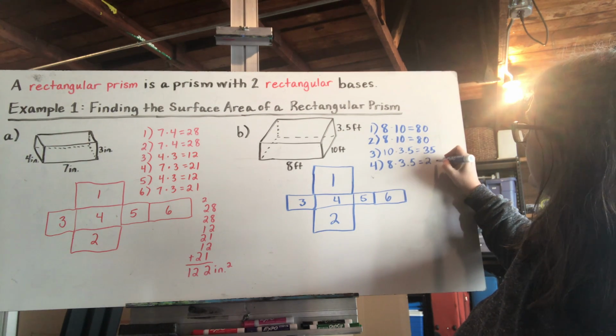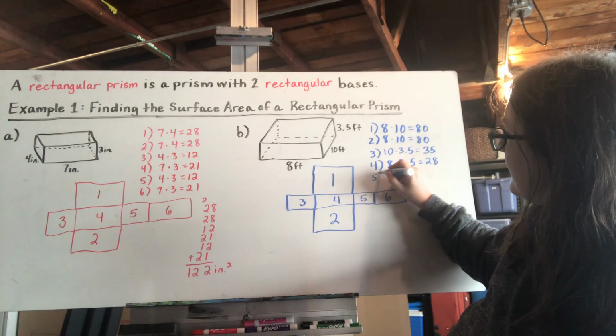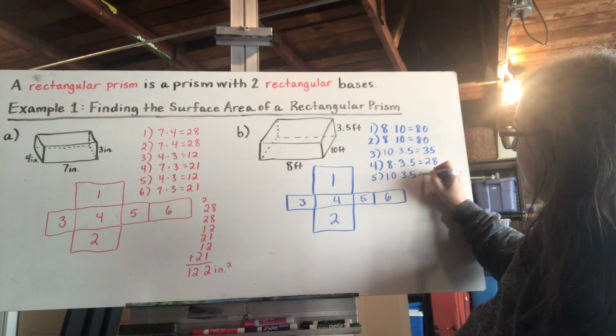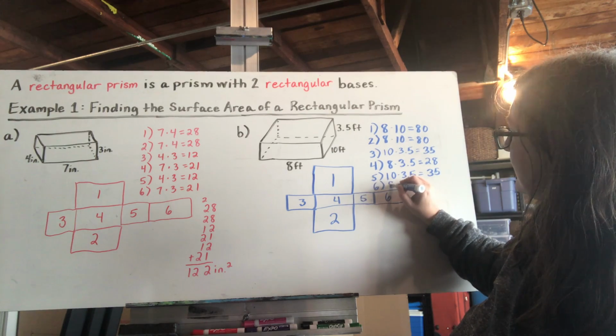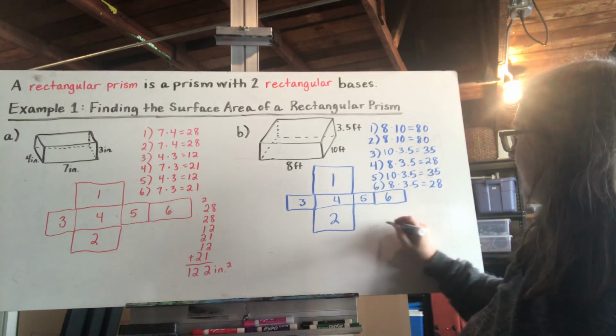28. All right, side 5 is identical to side 3. And side 6 is identical to side 4. So now I'm going to add all these up.